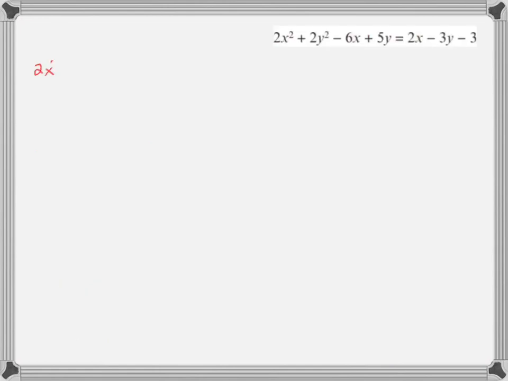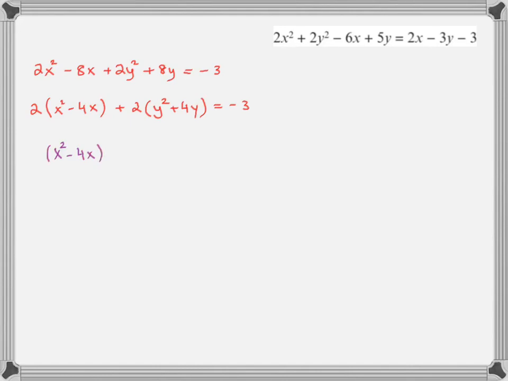Another alternative approach, maybe an easier approach, is to first divide throughout by 2. First divide the whole equation throughout by 2. And in this way, you are left with a better option of simplifying. Of course, you would end up with the same answer.